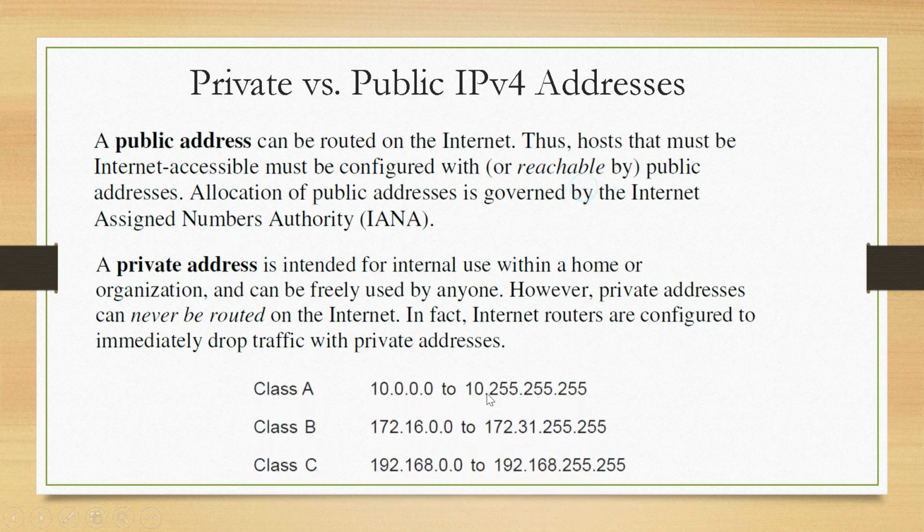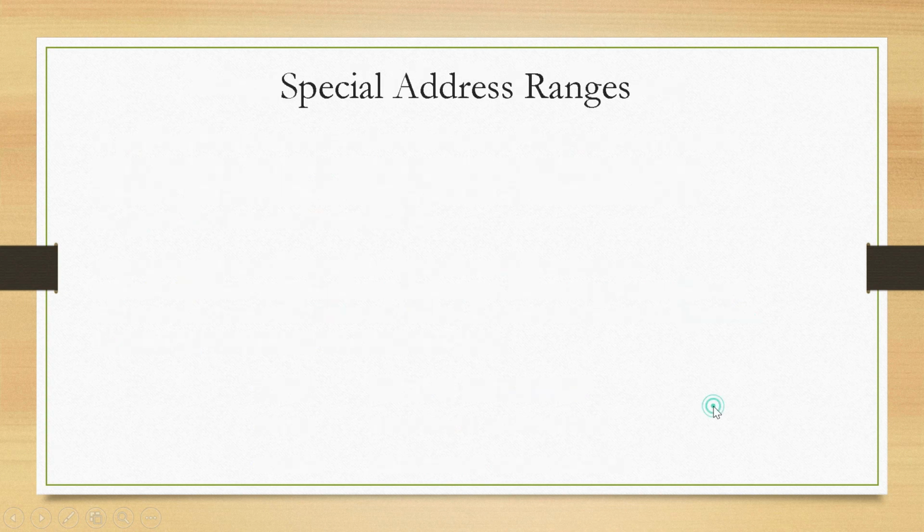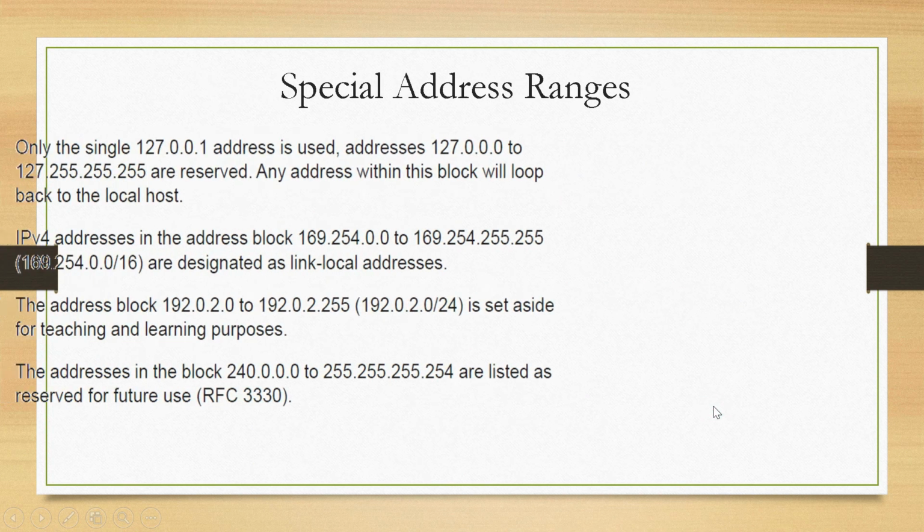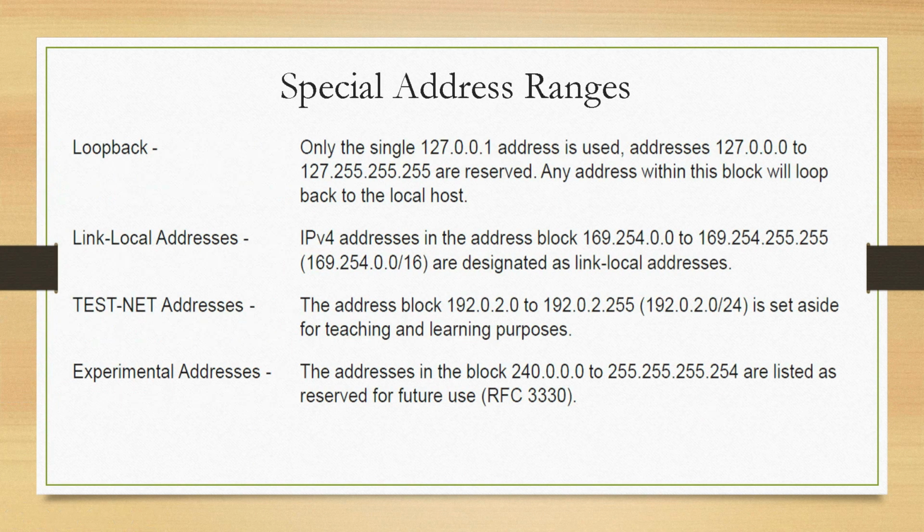So these are examples of private addresses in class A that you can use freely within a certain organization. For class B, if you are seeing this network, and for class C. Now there are also special address ranges. What are these special addresses? That means you cannot use them as a host or a usable host.